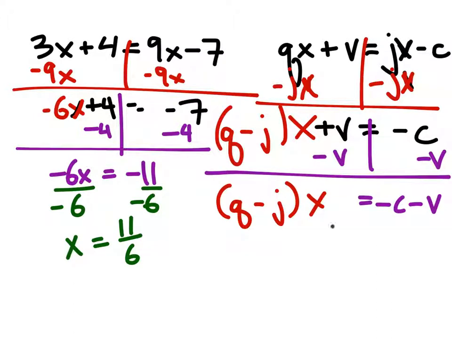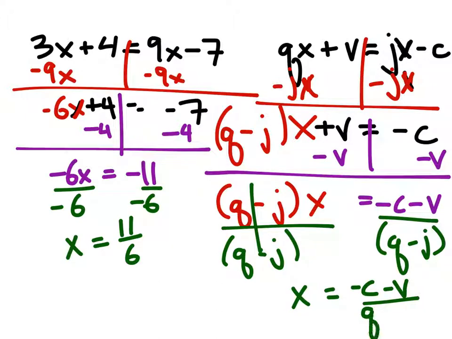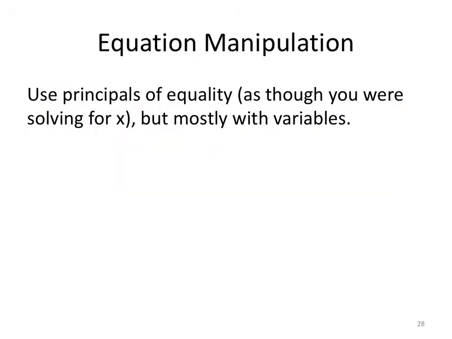Same thing on this other one. I'm just going to divide by the coefficient of x, which in this case is q minus j. So I'll divide the other side by q minus j, and anything divided by itself is 1, which is what I want: 1x. And this is now just negative c minus v over q minus j. That's it. Use principles of equality as though you were solving for x, but mostly with variables. That's what we just did. I like that explanation better.